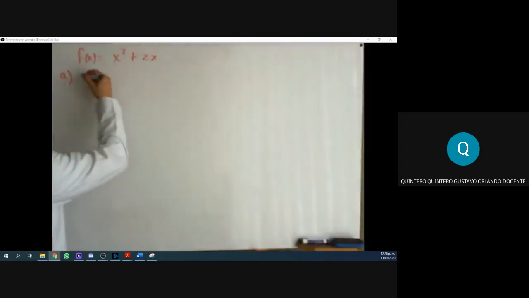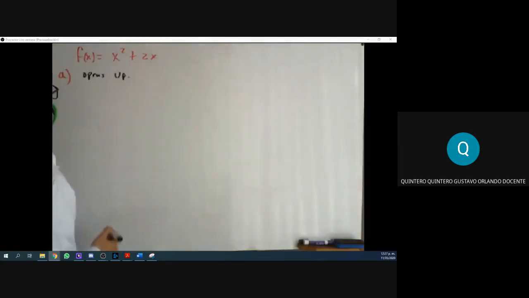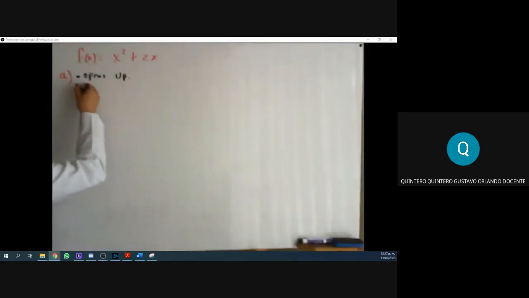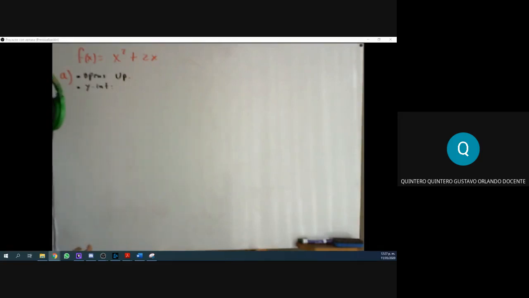Let me just write it down here: opens up. Beautiful. Now let's try to find the y-intercept. This is the shape, and now let's find the y-intercept. The y-intercept is the value of c of our function, right? Now we have a value of a, a value of b, and a value of c.